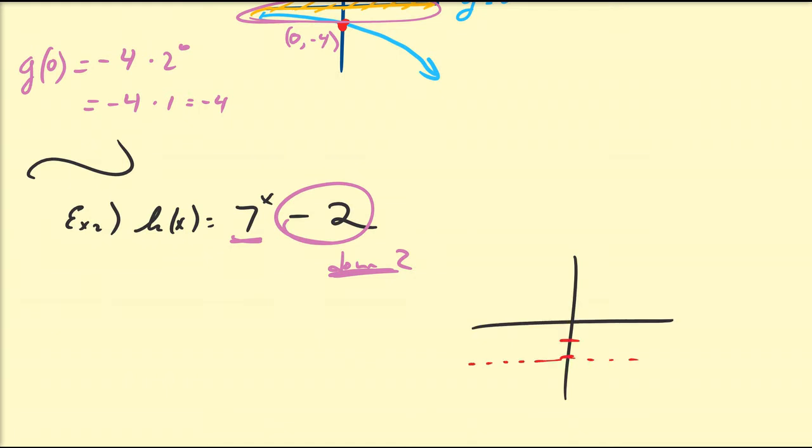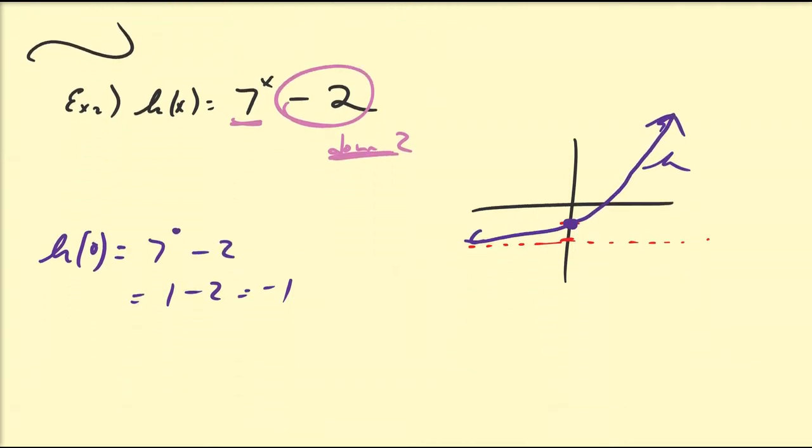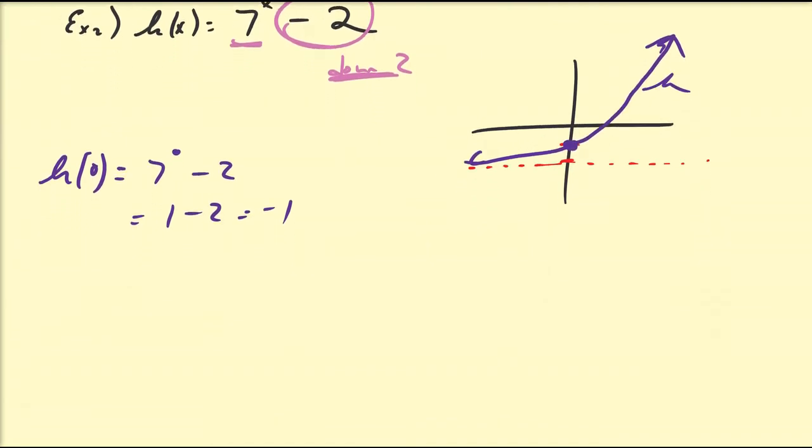So let's begin by drawing that piece of information. Our horizontal asymptote is going to be there. And let's also figure out where the y-intercept is going to be. So h of 0 is going to be equal to 7 to the power of 0 minus 2, which is 1 minus 2, which is minus 1. So shifting all the points down with respect to this point, we're going to have that this is the graph of h. Let's look at another graph.